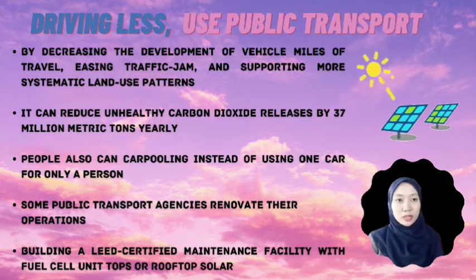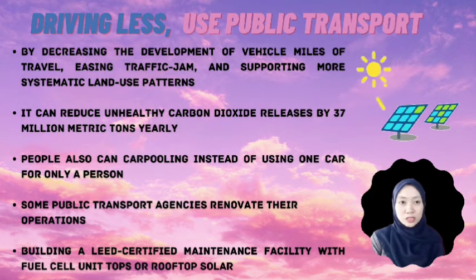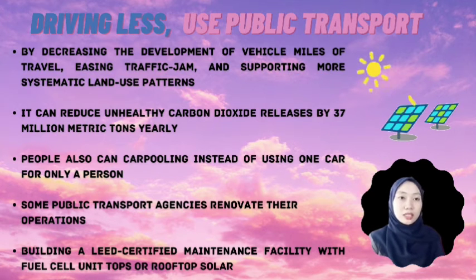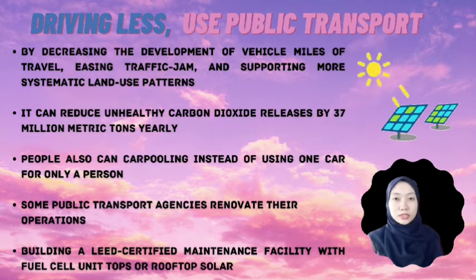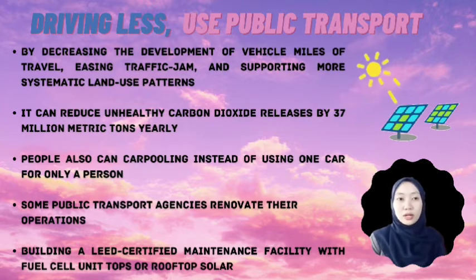A report has been published by the American Public Transportation Association that public transportation can also lessen traffic jams. Public transportation agencies can also innovate their operations to minimize the greenhouse gas intensity produced, such as building a LEED certified maintenance facility with fuel cell units, rooftop solar, or natural lighting, like New York City Transit does.